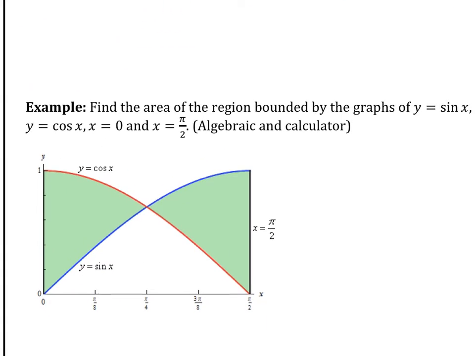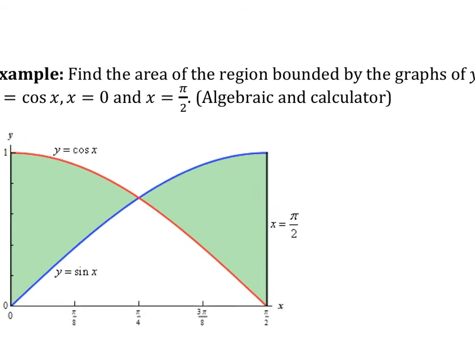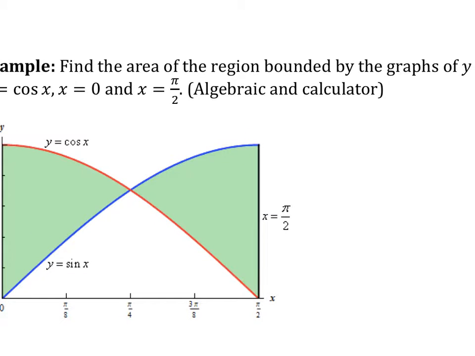Okay, let's look at this example. Find the area of the region bounded by the graphs of y equals sine x, y equals cosine x, x equals 0, and x equals pi over 2. We're going to do this algebraically and using the calculator. They already give you a graph, so it's easy to figure out.